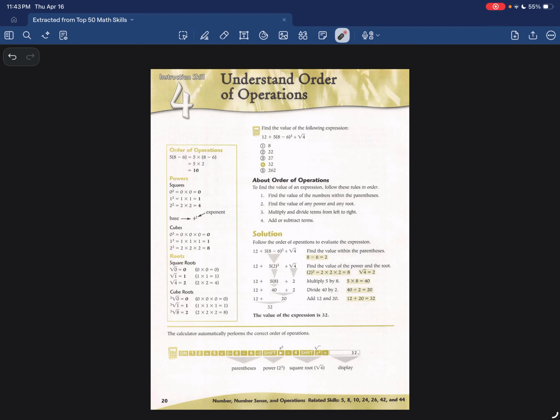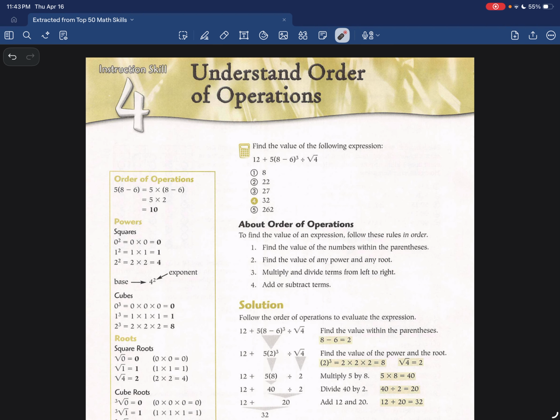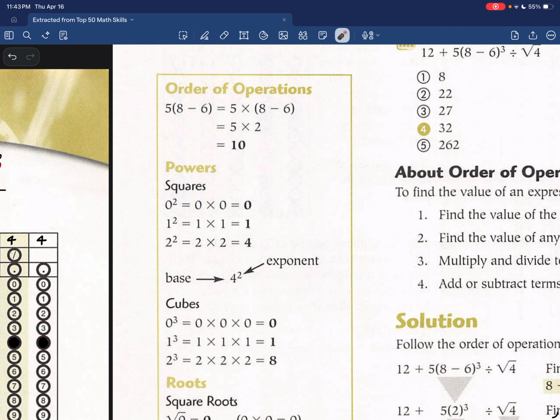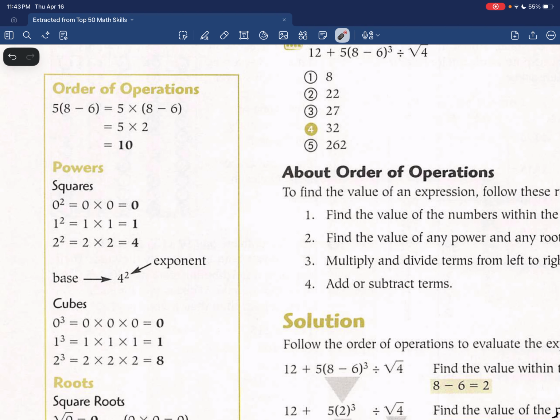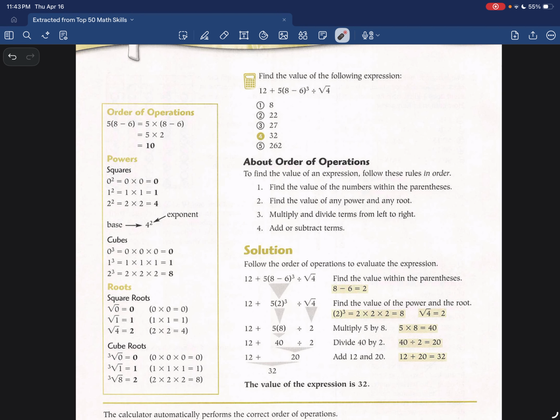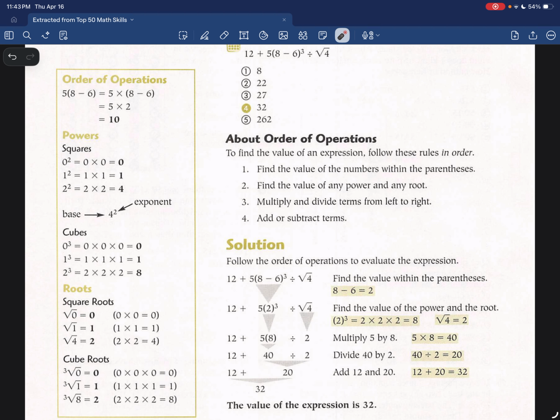Instruction skill 4 is an incredibly important one. This is talking about the order of operations. And before I get to this actual example, I do want to start here with the margin thing, just so that we're all on the same page with some of this vocabulary. So over here in the box on the left, it's talking about order of operations.